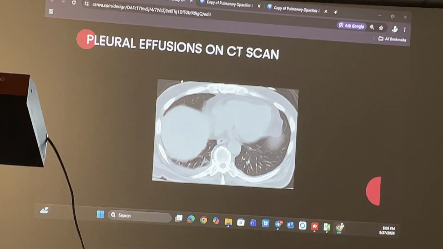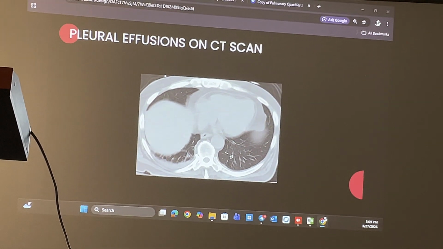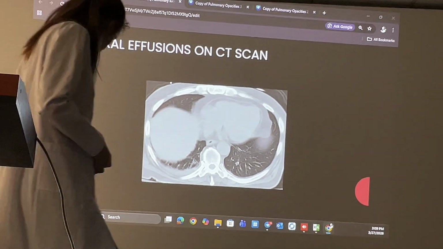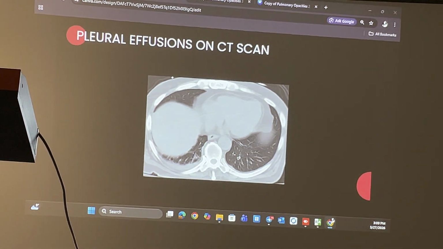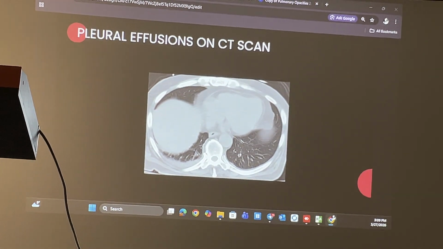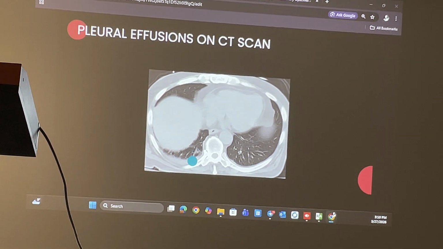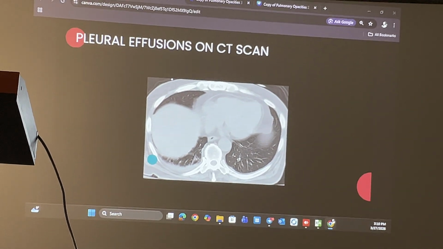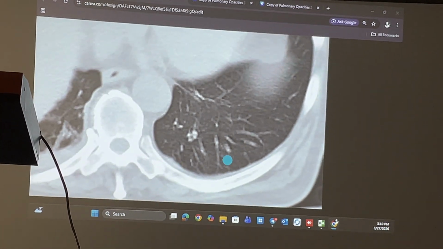is effusion, no? Pleural effusion. If the patient is lying on his back, the effusion will go down, posterior. Yes. So where is the effusion here? So that one below that black. Yes. Is there effusion on the left side? Sorry, no. But that one, that's this one. Yes. And what is that one?